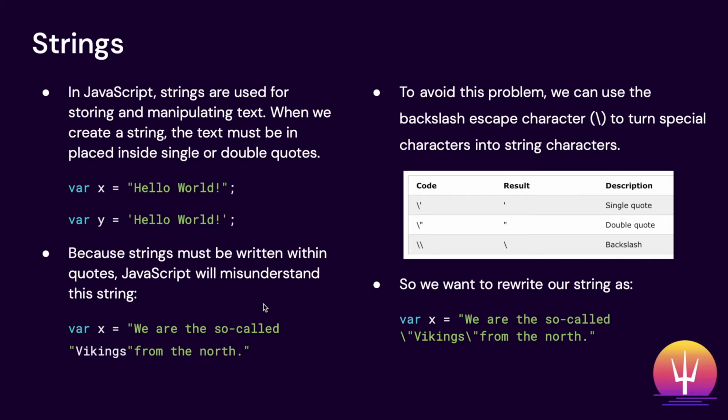So because strings must be written within quotes, JavaScript will misunderstand this string right here, where we are the so-called "Vikings" from the north. You can't exactly do double quotes like that, so to avoid the problem, we're going to use the backslash character to turn special characters into string characters. So we would want to rewrite our example as the following.